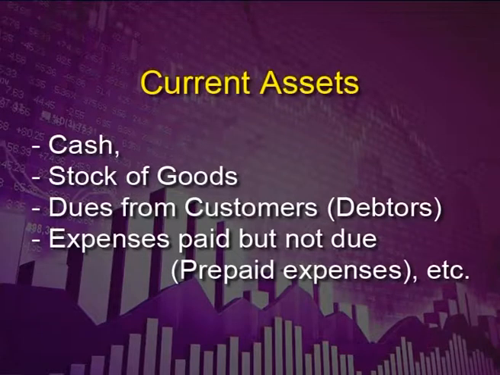On the other hand, current or short term assets are those which remain in business for a shorter period of time, say up to 1 year, and are meant for conversion back to cash in normal course of business activity. These assets facilitate day to day business transactions. Cash, stock, goods, dues from customers, all these are examples of current assets.